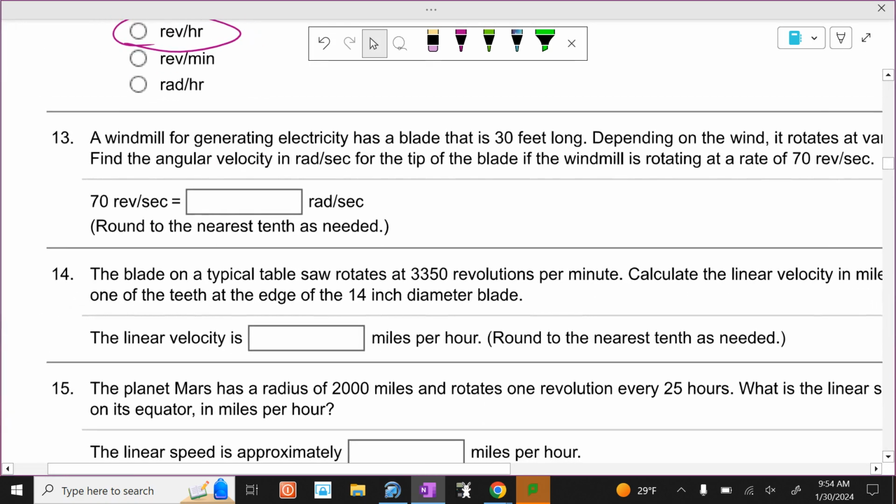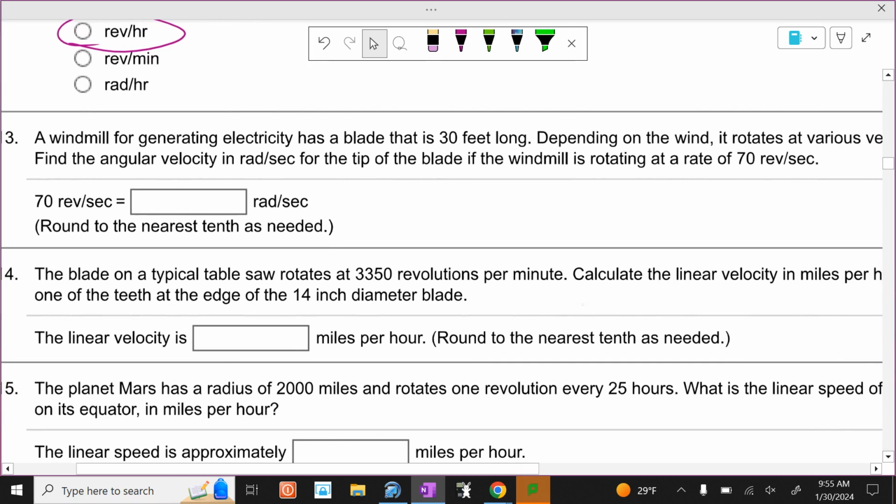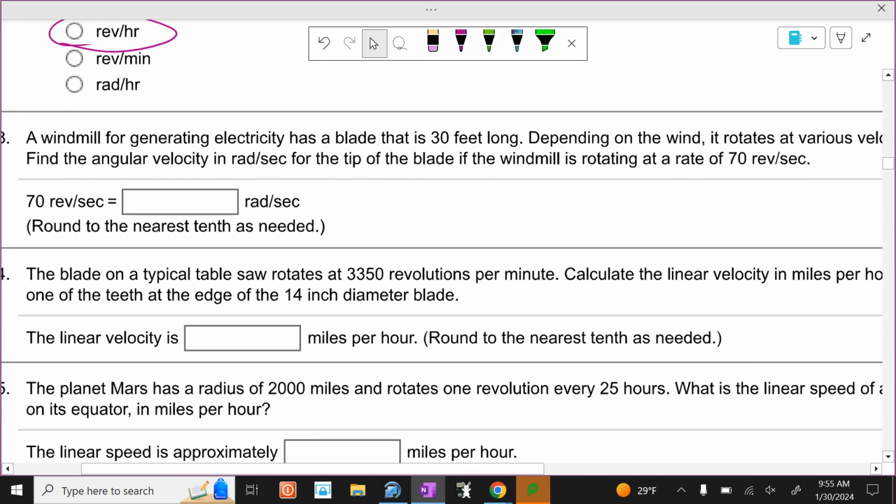Okay, a windmill for generating electricity is 30 feet long. Depending on the wind, it rotates at various velocities. Find the angular velocity of it when it's going 70 revolutions per second. You will need it in radians per second. Well, I know there's 2 pi radians in 1 revolution. The revolutions cancel, so I get radians per second. I get 140 pi. Which I don't know what that is. What's 140 times pi?